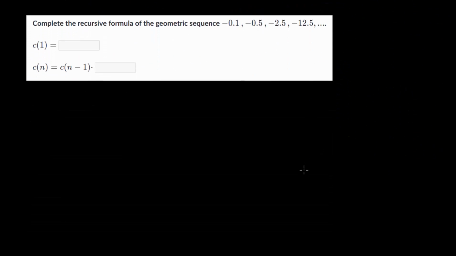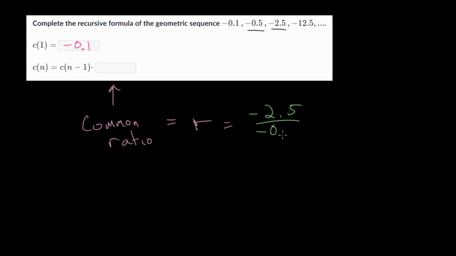This has negatives and decimals. And we know we want to put our first term in the box here. First c of 1, so that's minus 0.1. And we know this term right here, this missing box, this is our common ratio, which we can call r. And we'll find that by just choosing 2 numbers and doing division. So let's, in this case, maybe use minus 2.5 and minus 0.5. So we have minus 2.5 divided by negative 0.5. We know the negatives are going to cancel.